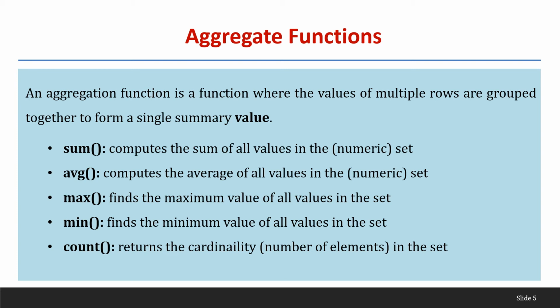The sum aggregate function computes the sum of all values in the numeric set. Average computes the average of all values in the set. Max and min find the maximum and minimum value of all the values in the set respectively. And count returns the cardinality, that is, the number of tuples in the set.